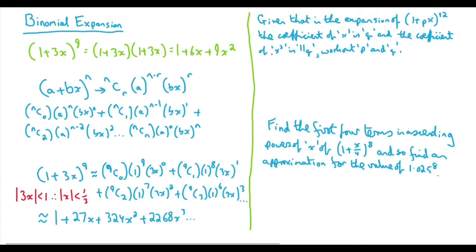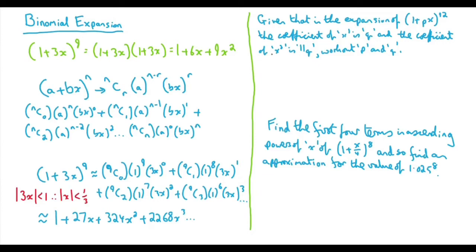Given that in the expansion of 1 plus px to the power of 12, the coefficient of x is q, and the coefficient of x squared is 11q, work out p and q. So what we're going to have to do is expand this as best that we can, and then look at what coefficient that gives us for the single x term and for the x squared term, and say those are the same as your q and your 11q. And then because p is going to be the same as p and q is going to be the same as q, we can then just treat these as simultaneous equations.